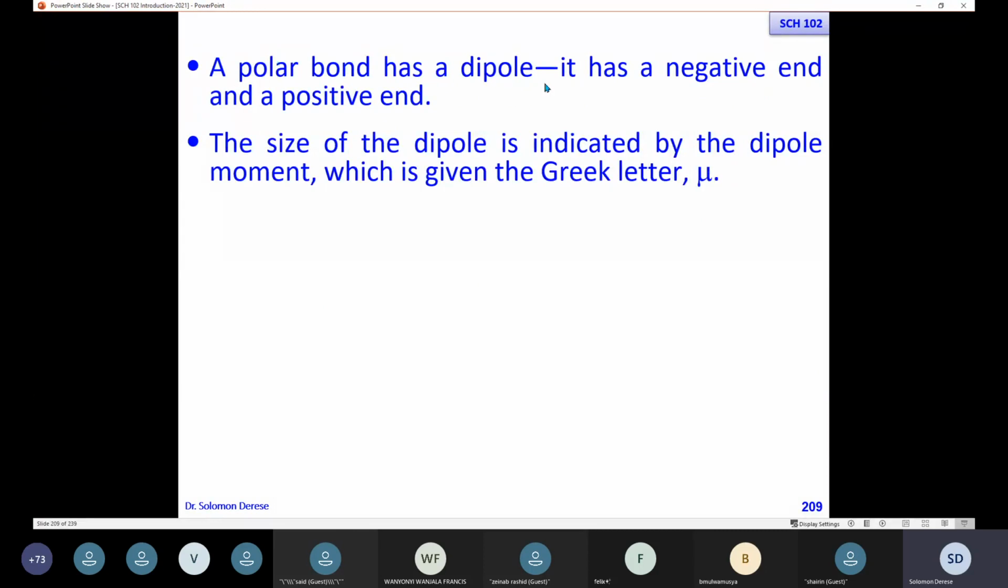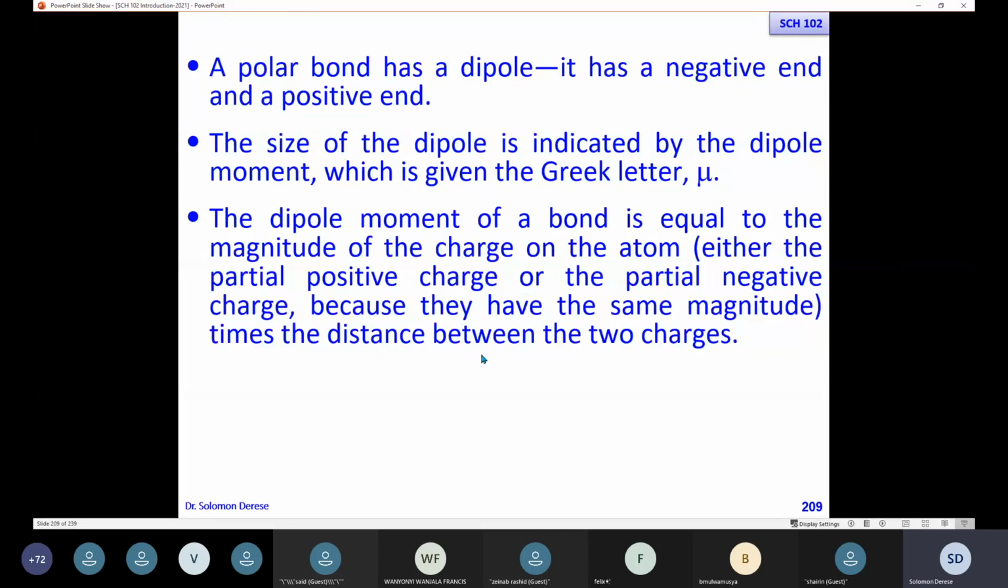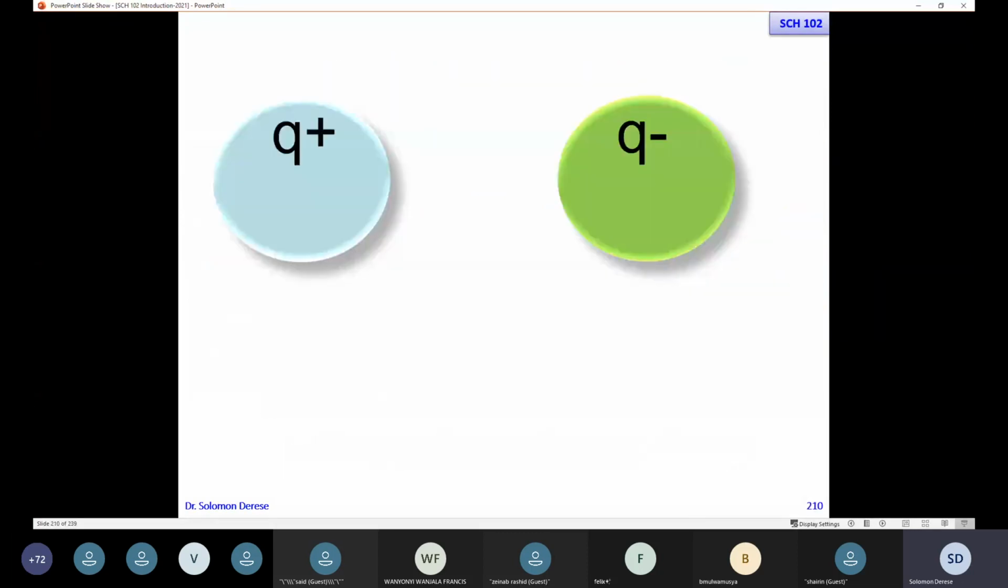Anyway, a polar bond has a dipole. That's what it means. It has a negative and a positive end. The size of the dipole is indicated by the dipole moment, which is given the Greek letter mu, and the dipole moment of a bond is equal to the magnitude of the charge on the atom, be it positive or negative, times the distance between the 2 charged species. Let me explain this using this expression.